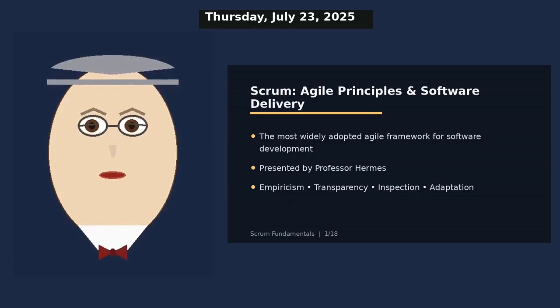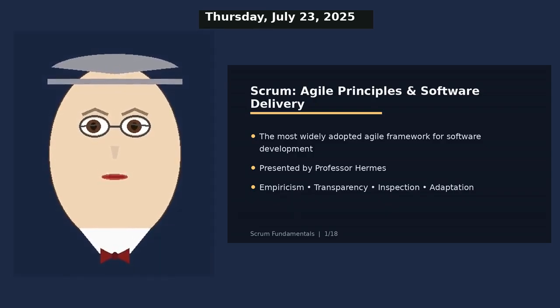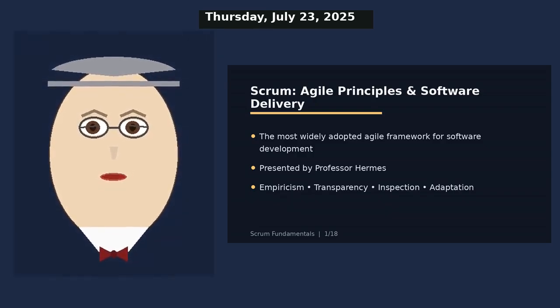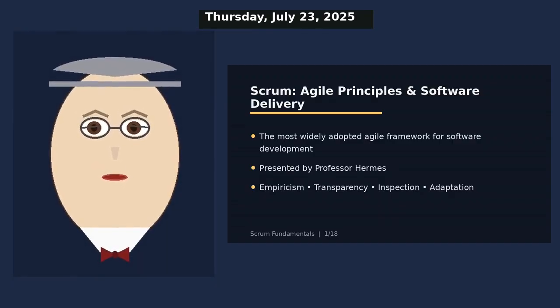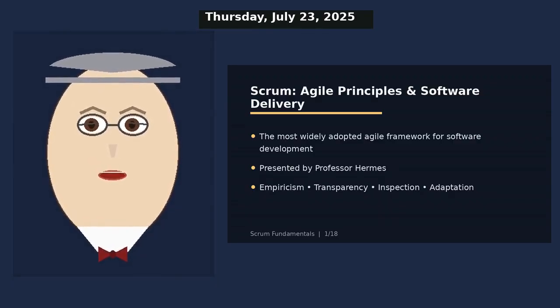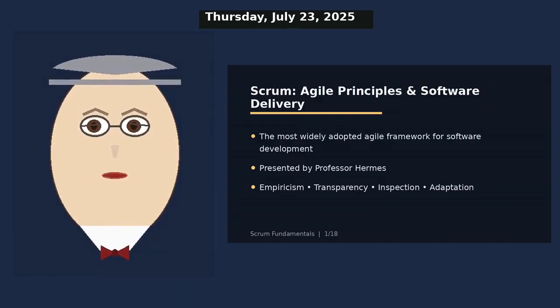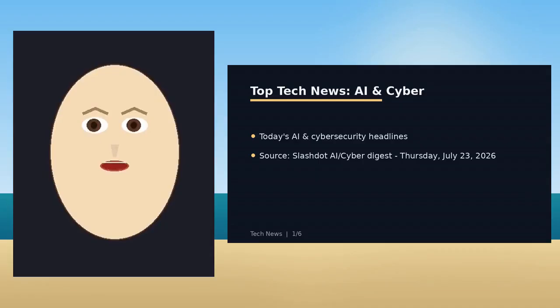Welcome to this presentation on Scrum, the most widely adopted agile framework for software development. I'm your guide, Professor Hermes, and today we'll explore the principles, roles, events, and artifacts that make Scrum work and how real software teams deliver value sprint by sprint.